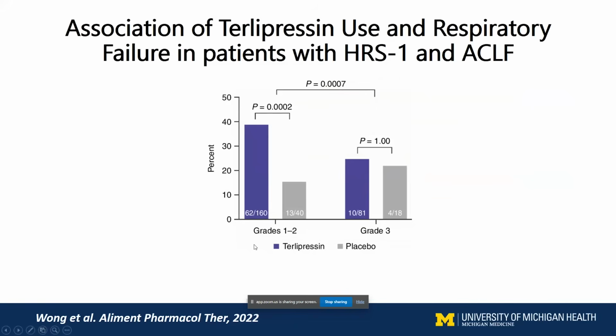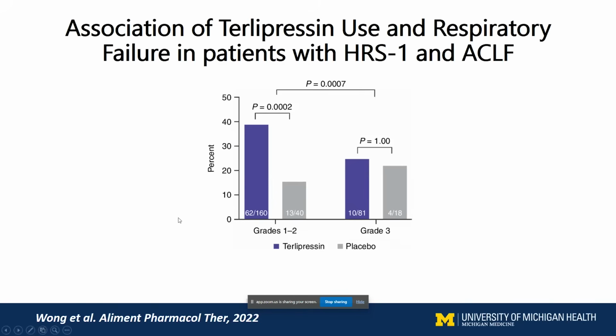reanalyzed their data using the ACLF CLIF-SOFA classification to classify the patients as ACLF 1 and 2 versus ACLF 3. ACLF 3 is those patients who have 3 or more organ failures, ACLF 1 has 1 organ failure, and ACLF 2 has 2 organ failures. Because these patients had renal failure, everybody had at least grade 1 ACLF.